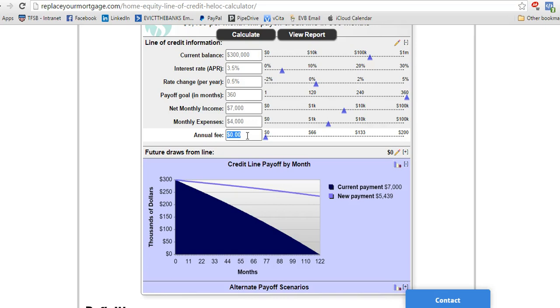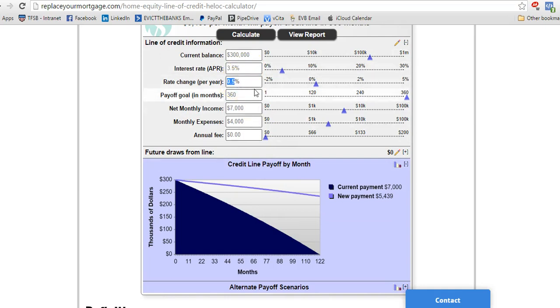As far as annual fee, that number really doesn't change anything. If I put $35 in here, you'll see that down here it's still 122 months. If I put it at zero, $35 a year just does not change things, okay? So in this scenario, $300,000 gets paid off in 10 years and 2 months. Well, let's look at this.